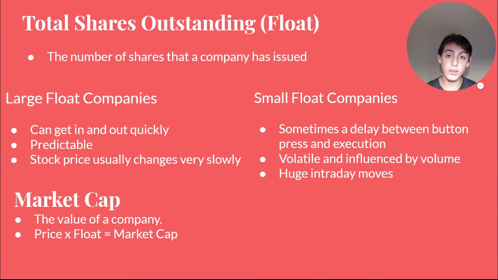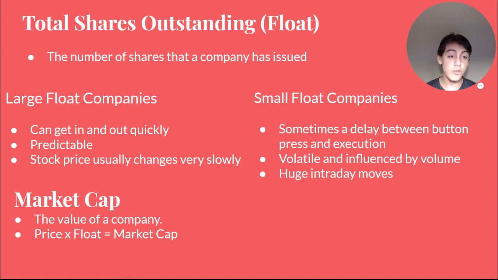The total shares outstanding, also known as float, is the number of shares a company has issued, and that can be traded on the stock market. With large float companies, you can get in and out very quickly. There are so many shares and so much volume that you can buy and sell and never have to worry about being stuck in a trade. They're very predictable. If you know they're going to come out with a good product, or they're going to have a really good earnings statement, you can know whether or not they're going to go up or maybe go down. The stock price usually changes very slowly. So this is very important to note because you know that overnight your money just won't disappear.